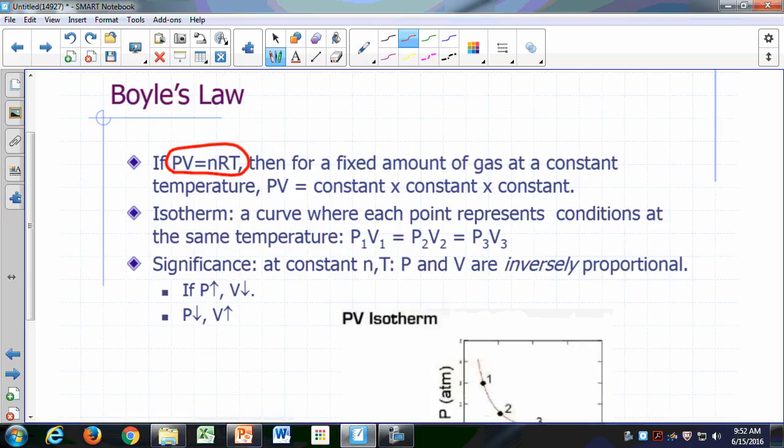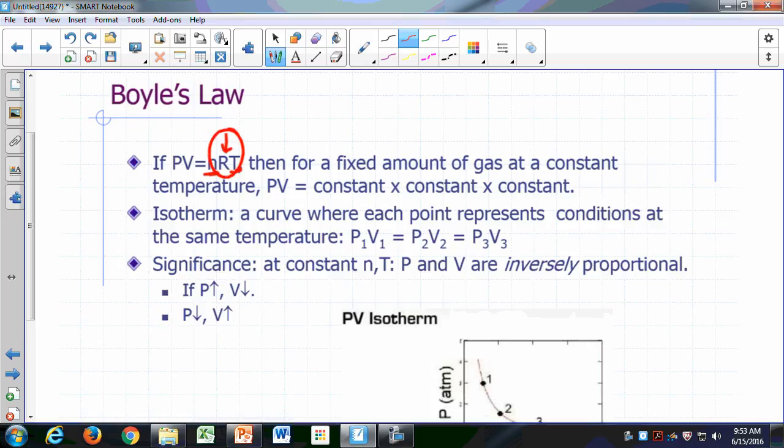So you'll notice pressure, volume, number of moles, and temperature. Those are all variables. A good way to understand an equation is to hold some of these variables constant and see what happens to the remaining two. We're going to look at the situation where you have a fixed amount of gas, so n is constant, and the gas is at constant temperature. So temperature is constant. R, of course, is a constant. So the whole thing on the right-hand side is a constant.